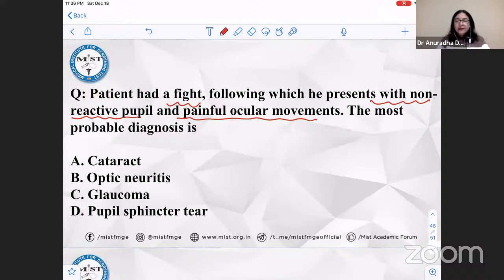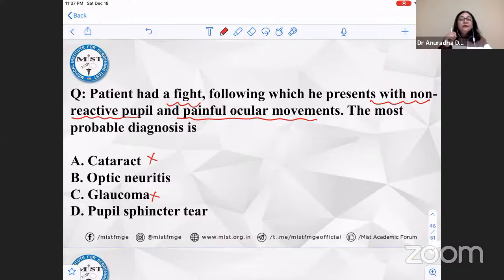So again, for this particular question, I find it a little incomplete. Maybe there was some difference in the terminology here. Two choices we can mark out easily here. Cataract will not be sudden and it will not cause a non-reactive pupil. So that is ruled out. Glaucoma, again, there can be glaucoma after trauma, but that will not be sudden, that immediately the patient is having this kind of problem.